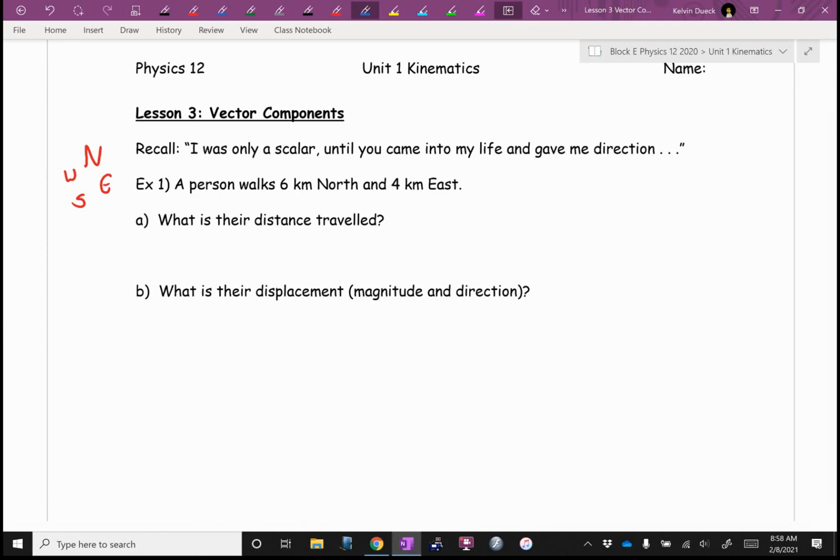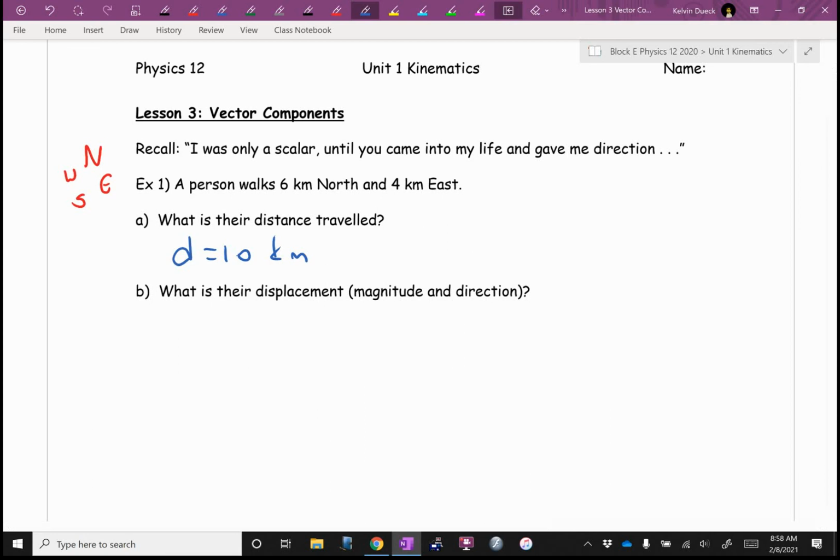What's the distance this person traveled in your heads? And you'll notice I only gave you one line. That's my hint that you can do this in your head. Owen, what's the distance this person traveled? No. What's the 10? And no, distance is a scalar. So north, no direction, please. d equals 10 kilometers. Now, what's their displacement, magnitude, and direction?